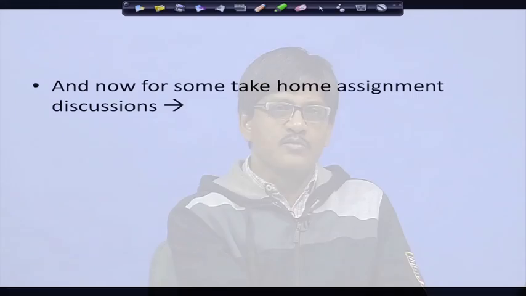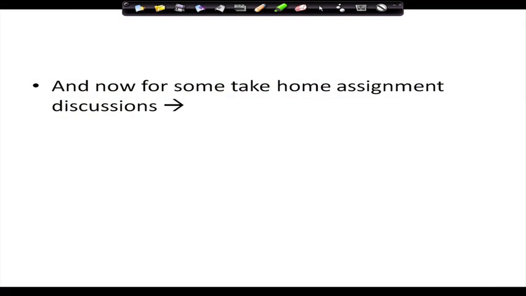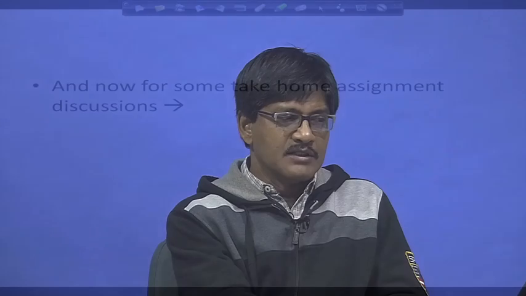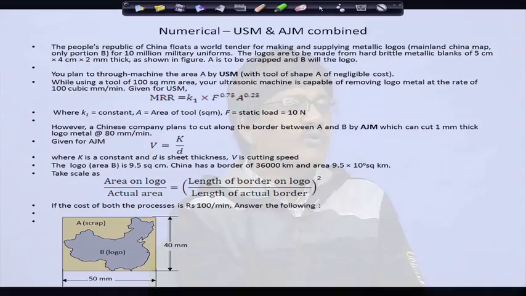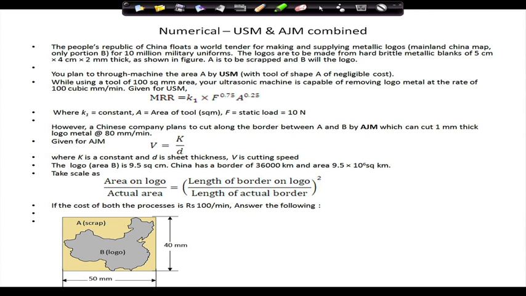Now, next is a small discussion about the take home assignments that I am going to give you. What are take home assignments? They are not part of the actual assignments which carry marks, but they are for your conception, for your interest, and for your pastime recreation, if you call this recreation at all. Let us see what this particular numerical example says.